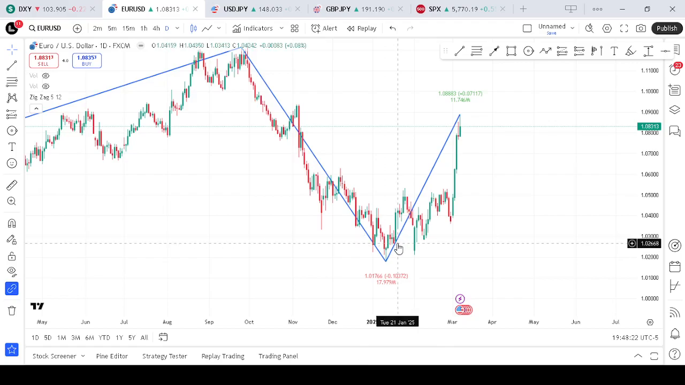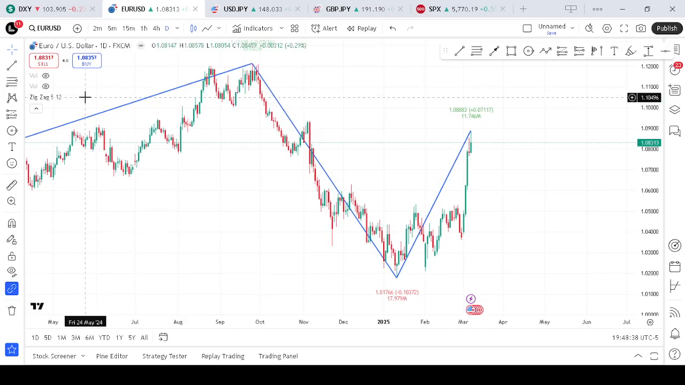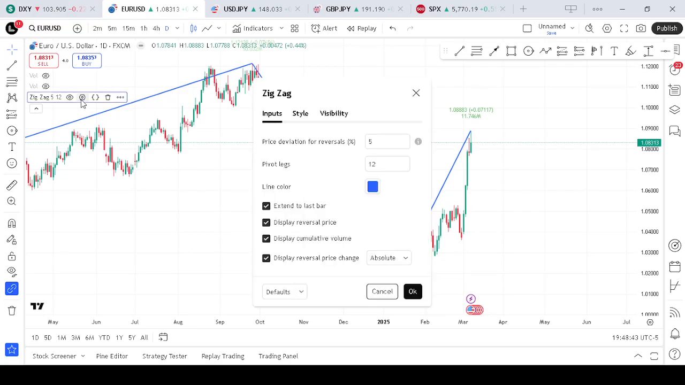Alright, we have to first of all start by understanding the zigzag parameters. The zigzag indicator operates on three fundamental parameters that determine its effectiveness in identifying market swings and trends. The first parameter is its depth, which is set at 12 by default.